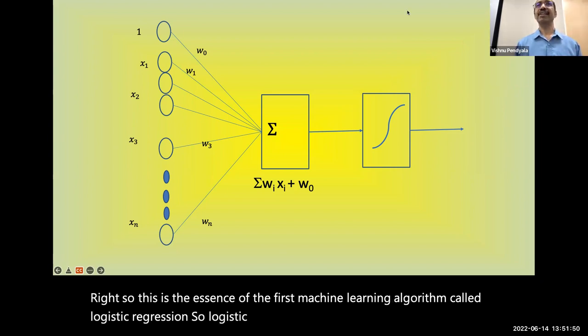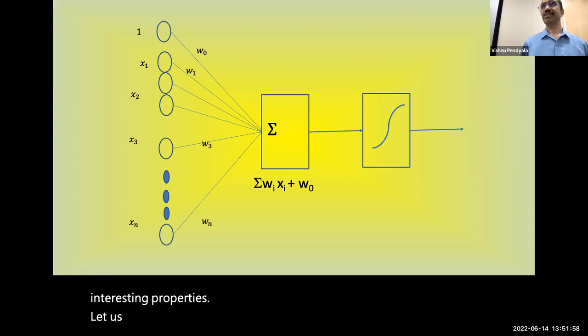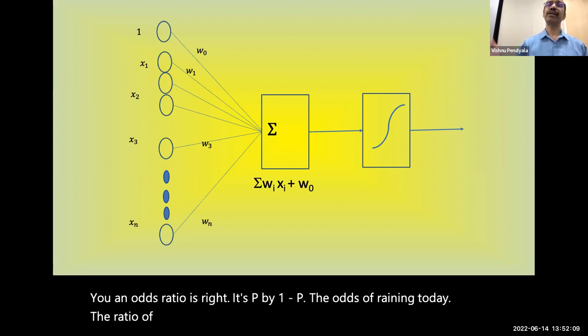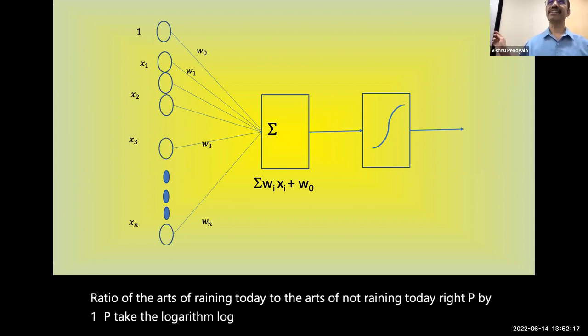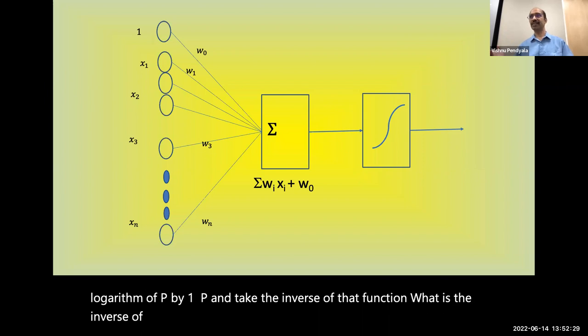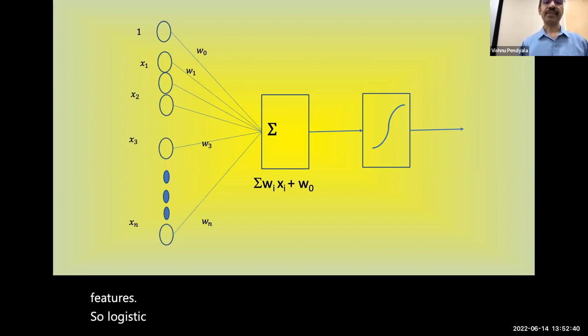The logistic function has interesting properties. Let us start with the odds ratio, right? What is the odds ratio? You all know what an odds ratio is, right? It's p by 1 minus p. The odds of raining today compared to the odds of not raining today, right? p by 1 minus p. Take the logarithm, log it, L-O-G-I-T, and we get the logit function, the logarithm of p by 1 minus p. And take the inverse of that function. What is the inverse of the logarithm function? It's the exponentiation. That is your logistic function. So it has a direct relation to probabilistic features. So the logistic function is used as one of the simplistic machine learning algorithms.